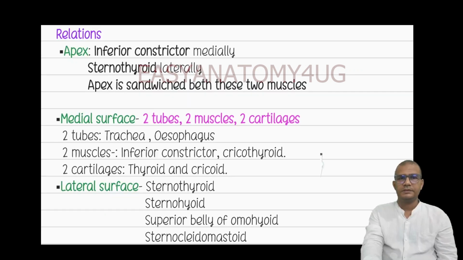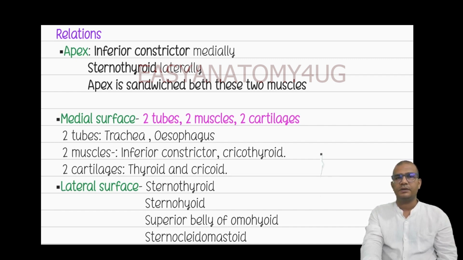Now we will discuss the relations of thyroid gland. We begin with the apex. Apex is related to the inferior constrictor muscle medially, which arises from cricoid as well as the thyroid cartilage, and laterally it is related to the sternothyroid muscle. So we can say the apex of the thyroid gland is sandwiched between these two muscles, that is inferior constrictor and sternothyroid muscle.